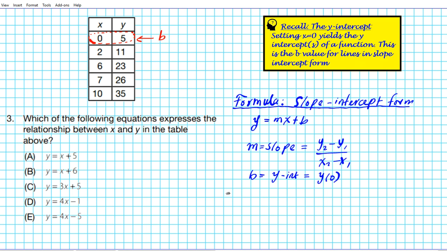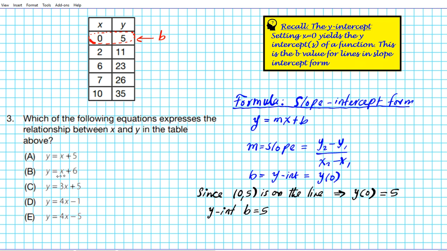Alright, so let's write that down. Since (0, 5) is on the line, what does that tell us? It tells us that when you evaluate the function at the input value 0, you're going to get an output of 5. And that is exactly what the y-intercept is. So your y-intercept b is equal to 5. So we know one component of the equation, which is that b is 5. So if you take a look at the options we have here, we can eliminate distractors.